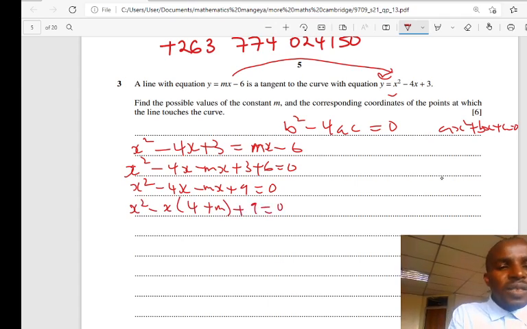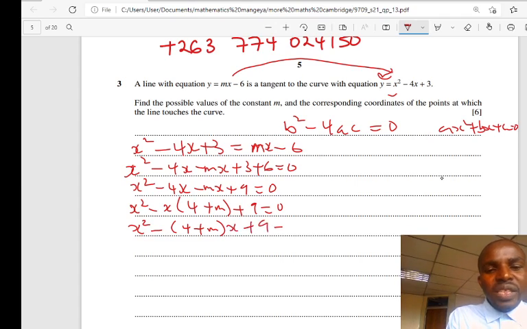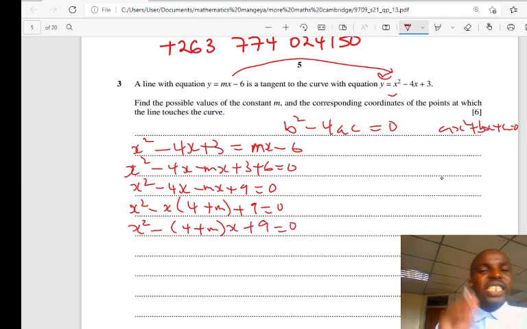After that, let me just rearrange. I put x at the end here. Then it's equal to 0. That's a quadratic equation. Then after that, this quadratic equation represents the points of intersection of the line and the curve. Right? Then now we're being told that there is only one point of intersection because of the tangent.